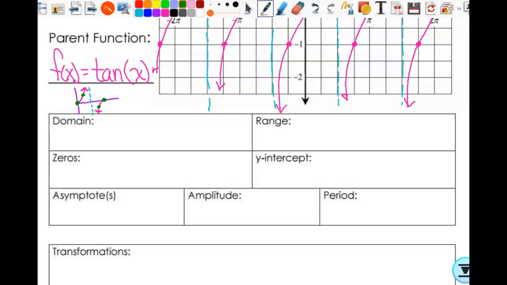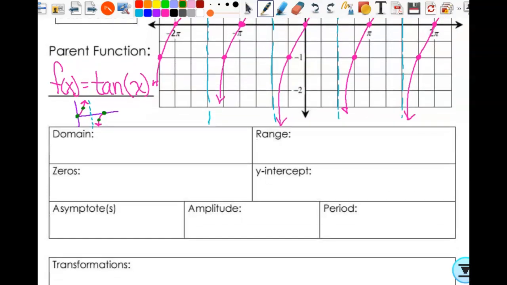Everybody good so far? All right, what is the domain? Is the domain all real numbers? No, because there's lots of x's we can't use, right? I have all of these, but then boom, I don't get to use pi halves. I don't get to use 3 pi halves. So everywhere there's an asymptote, that's not part of my domain.